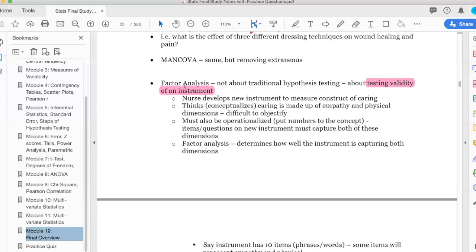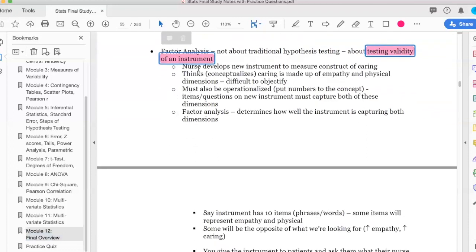Because that's going to affect the study, right? So this is when we would do this factor analysis. We would test to see the validity of that instrument. So you've now developed an instrument to measure a construct, for example, confidence to advocate for patients.